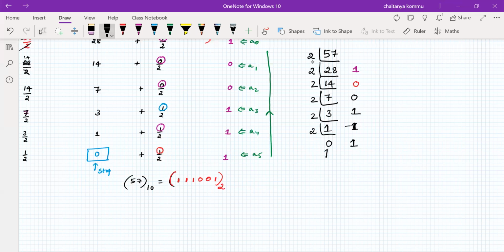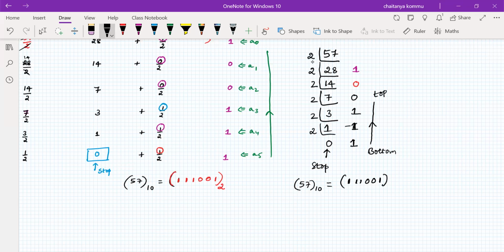So once you find the quotient is 0, you stop. Then you start the numbering from bottom to top. Therefore, the 57 base 10 or decimal number is converted into radix 2 as 1, 1, 1, 0, 0, 1.